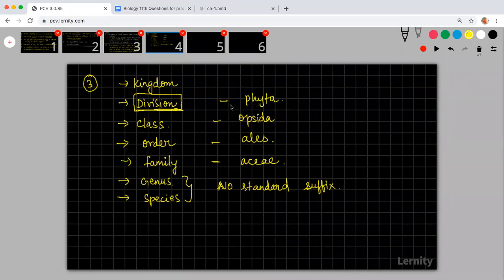So this is the suffix that is there. So Thallophyta is a division. This is not there in the NCERT textbook. You need to know, they are asking only for the plant kingdom. So whenever you're talking about a suffix, for class it is opsida. Take any example.